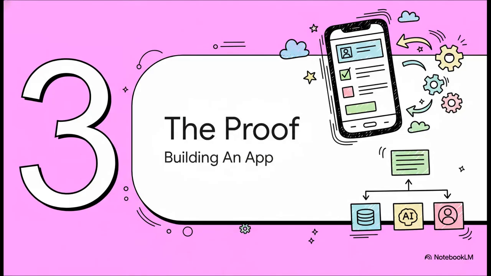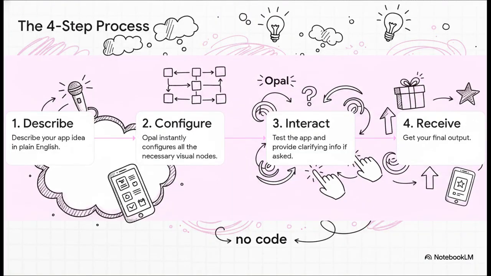Okay, so all that theory is great, right? But let's see this thing in action. Let's actually prove it. We're going to build a fully functional app from scratch in what feels like seconds. And the process is so simple, it's almost hard to believe. You literally just describe your app idea in plain English, and bam, Opal instantly figures out and configures all the necessary steps in the background. Then you just test it, chat with it a bit, and you get your final app. It's wild. Absolutely no code required.